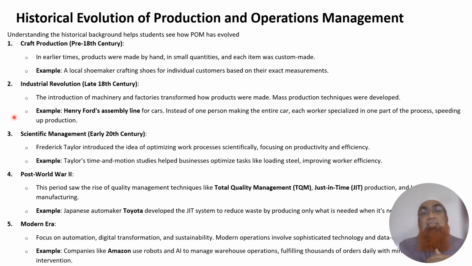Now, here is the example of Henry Ford. Assembly lines for the cars. Instead of one person making the entire car, each worker is specialized in one part of the process, speeding up the production.